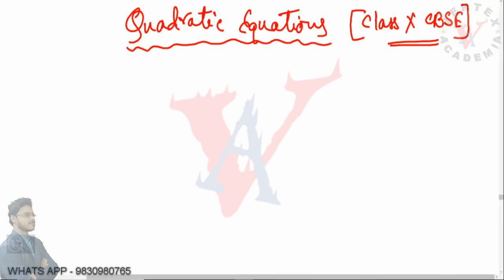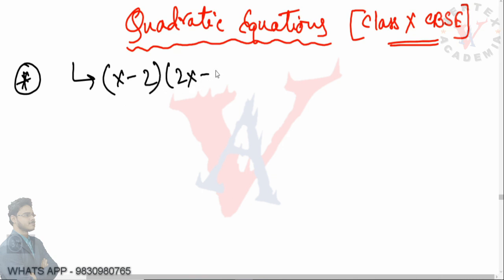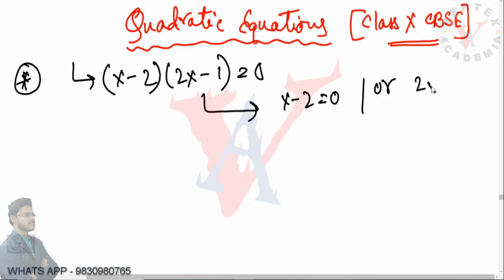So first I want you to review a few things while we solve the questions by the factorization method. What do we do then? We finally reach a step like x minus 2 into 2x minus 1 equals 0. From here we just separate the two factors, that is x minus 2 equals 0 or 2x minus 1 equals 0, and find the solution.